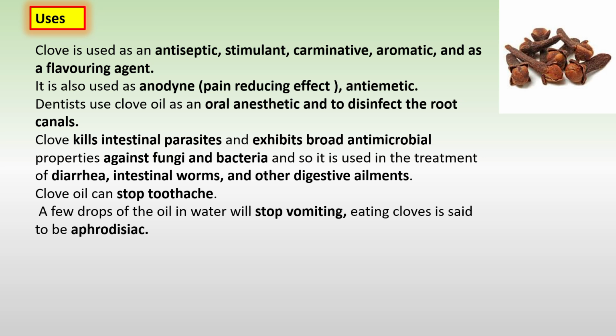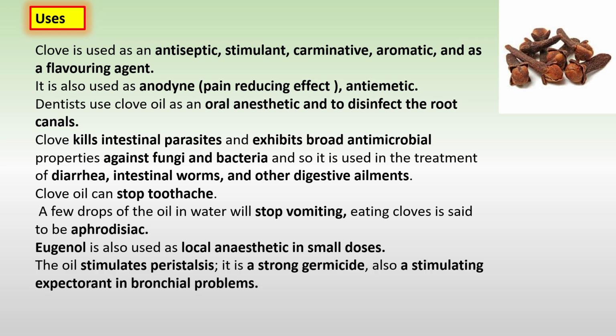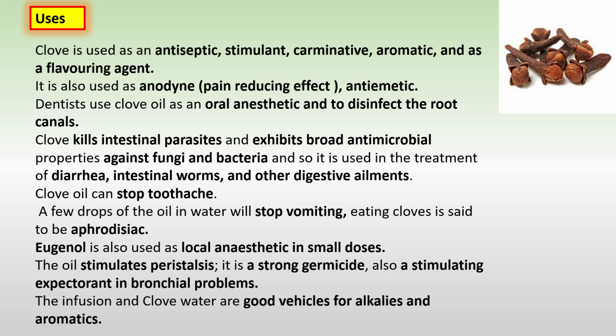Eating clove is said to be even an aphrodisiac. Eugenol is also used as a local anesthetic in small doses. The oil stimulates peristalsis. It is a strong germicide, also a stimulating expectorant in bronchus problems. The infusion of clove water is a good vehicle for alkalis and aromatics.